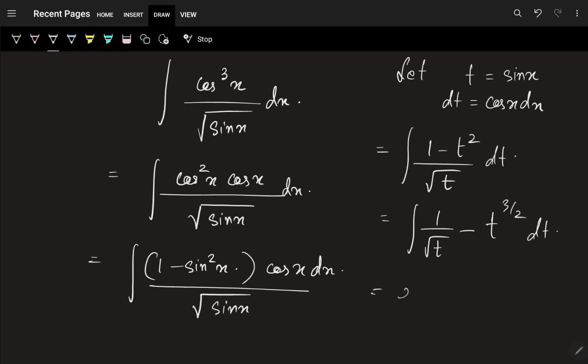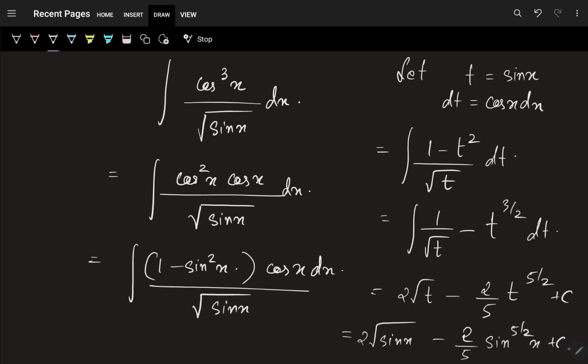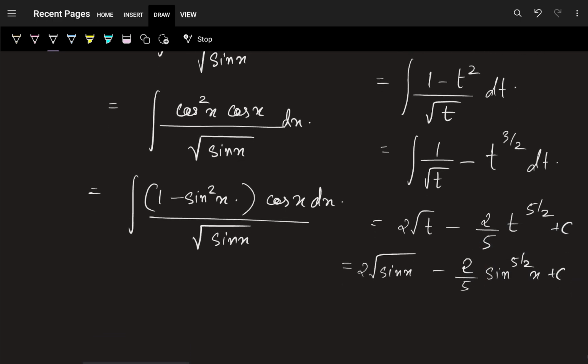So the integral of 1 by root t is 2 root t, and this is 2 by 5 t to the power 5 by 2 plus c. Now what was t? t was sin x. So 2 root sin x minus 2 by 5 sin to the power 5 by 2 x plus c.